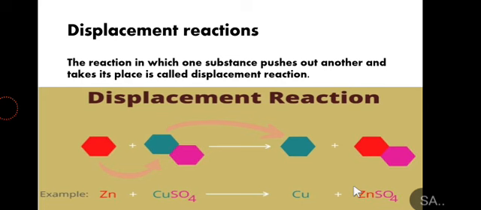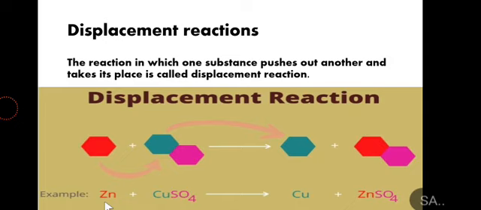Another type of reaction is the displacement reaction. If you look at this displacement reaction, in this reaction, one substance pushes another substance. It means it has to occupy the space of that particular substance which it is removing. So as one substance is taking the place of another substance, these reactions are termed as displacement reactions. With an example, this concept will be clarified. Here zinc is reacting with copper sulfate.